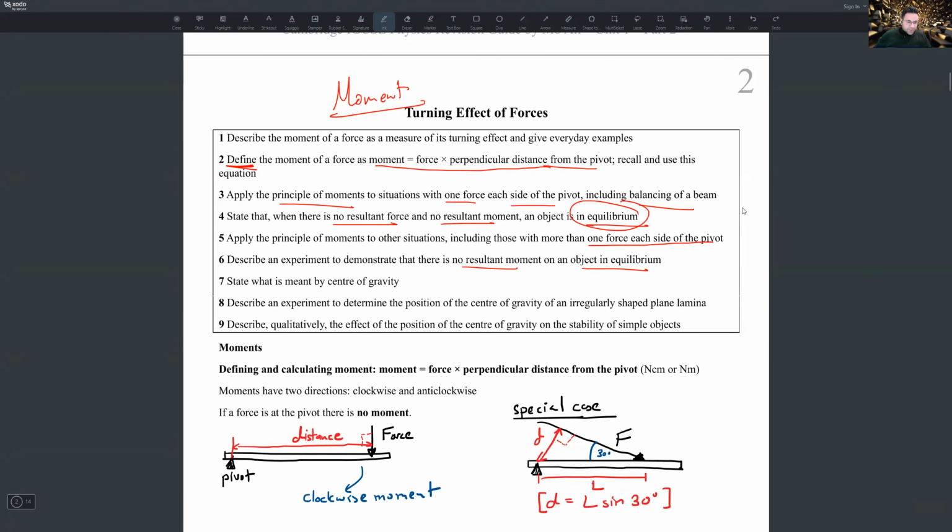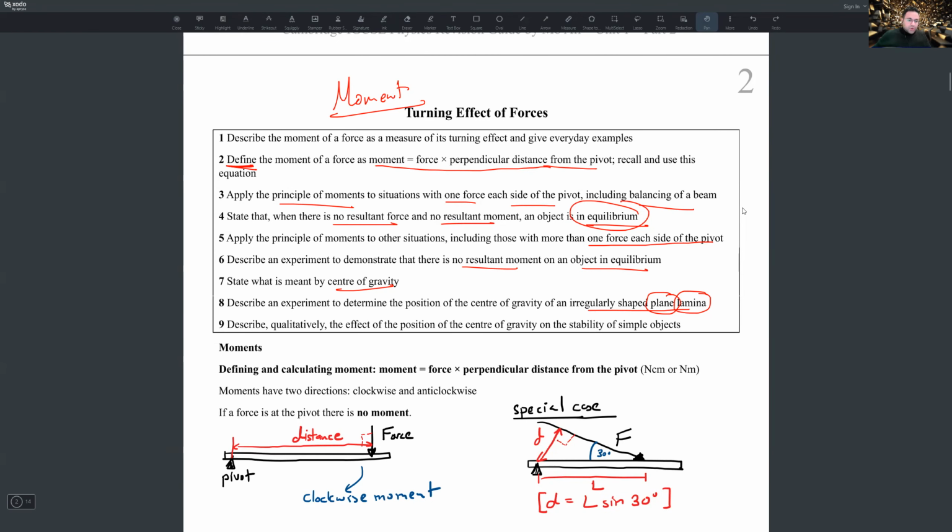This is very easy. What's meant by center of gravity? A point in an object where weight is considered to act. Describe an experiment to determine the position of the center of gravity of an irregularly shaped plane lamina. If people don't know what lamina or plane is, they simply mean a sheet of paper. Lamina is anything that is laminar, as in thin, all right? So it doesn't have a lot of thickness. And plane means it's 2D. It's not three-dimensional. It's not something curved, like a curved piece of paper. It's just flat.